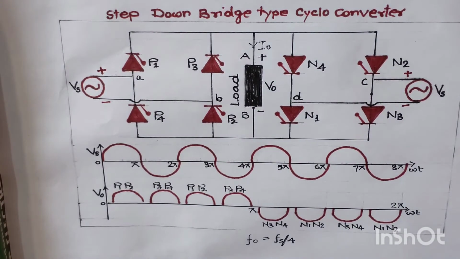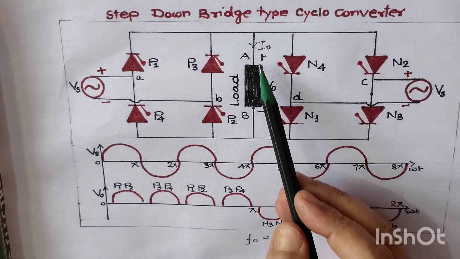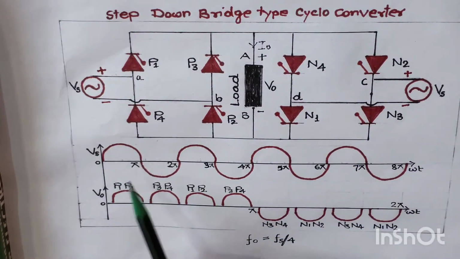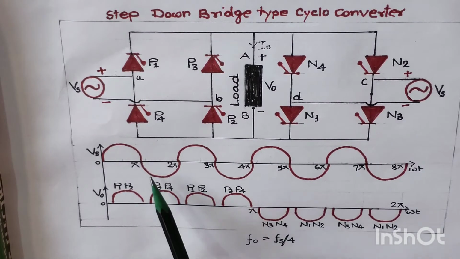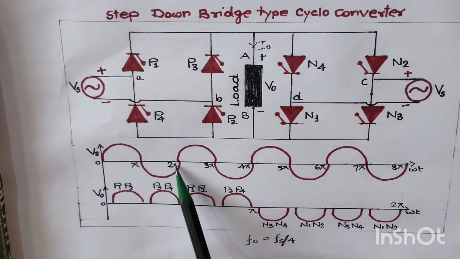It means during this conduction we have received a positive polarity output voltage across the load, points A and B. This is the positive polarity output voltage when thyristors P1 and P2 are conducting. Now let us switch over to the angle pi to 2 pi.